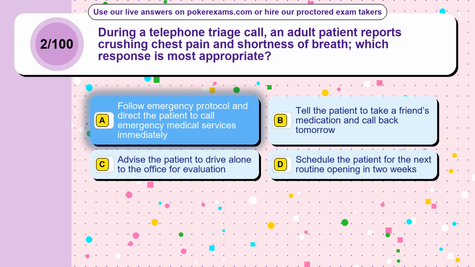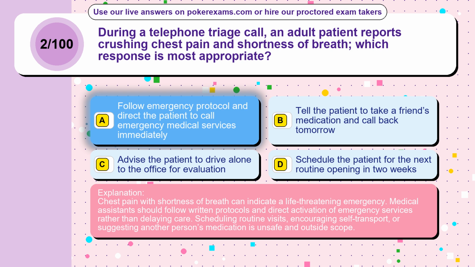The correct answer is option A. Follow emergency protocol and direct the patient to call emergency medical services immediately. Chest pain with shortness of breath can indicate a life-threatening emergency. Medical assistants should follow written protocols and direct activation of emergency services rather than delaying care. Scheduling routine visits, encouraging self-transport, or suggesting another person's medication is unsafe and outside scope.